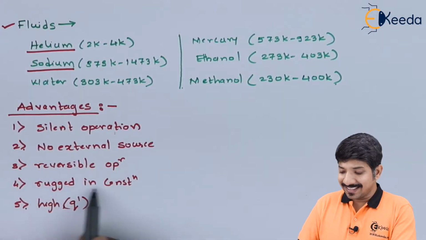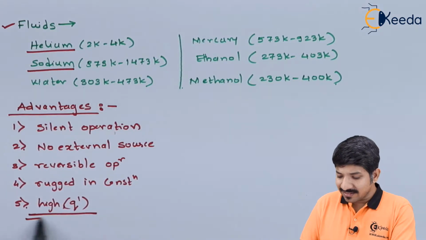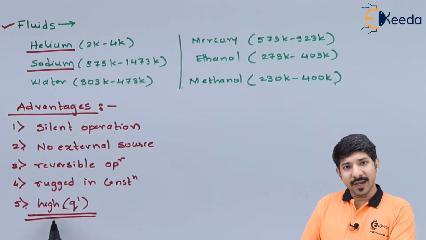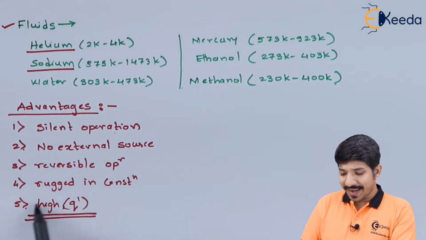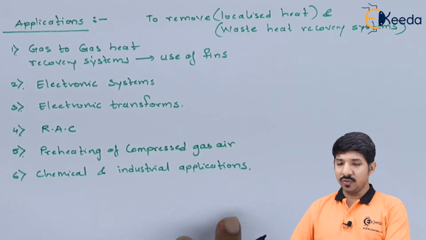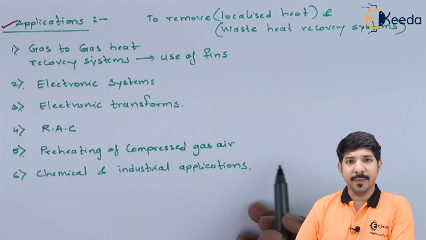Then it's rugged in construction. So the construction itself is very rugged. And the last but most important one is high heat transfer rate. So a heat pipe is used to enhance the heat transfer rate, or the heat transfer coefficient, of a given system. Now after looking at the advantages, let us look at the applications of the heat pipe.